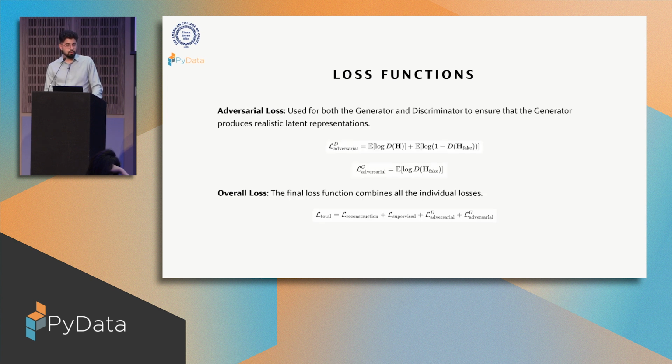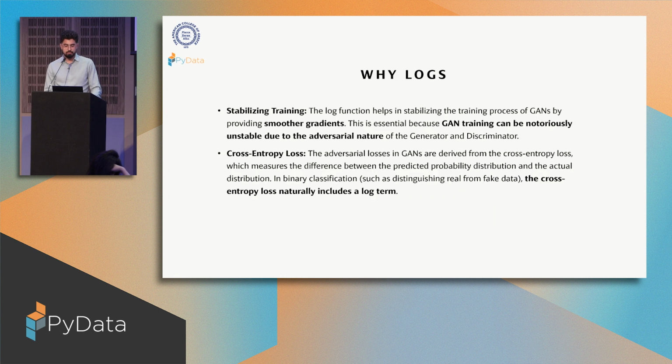Now the adversarial loss uses binary cross entropy. It is used for both the generator and the discriminator to ensure that the generator produces realistic latent representations. And I will explain further why we have to log them. Finally, the overall loss, which is the final loss function, combines all the individual losses mentioned above.